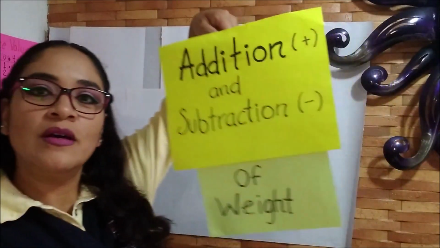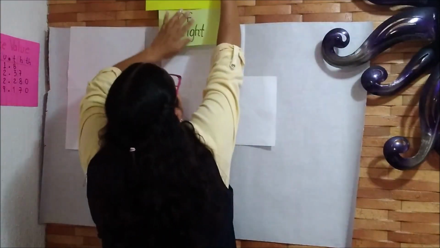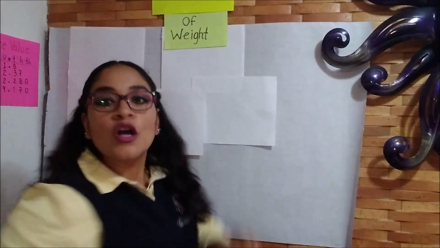Well, we already know how to add and subtract lengths that are meters, centimeters, millimeters, kilometers, etc. We also know how to add units of capacity like liters and milliliters. Today we're going to learn how to add and subtract weight. Okay, first of all, do you remember what is weight?